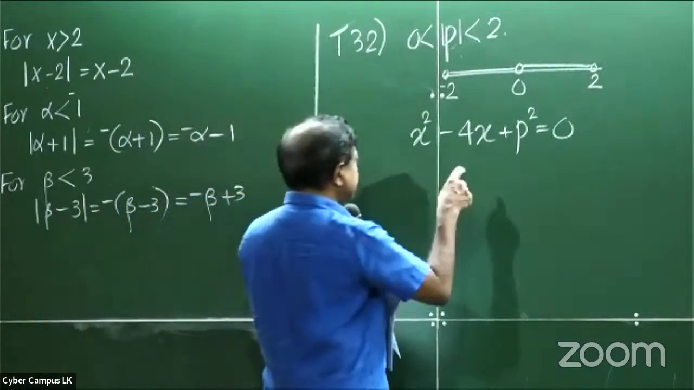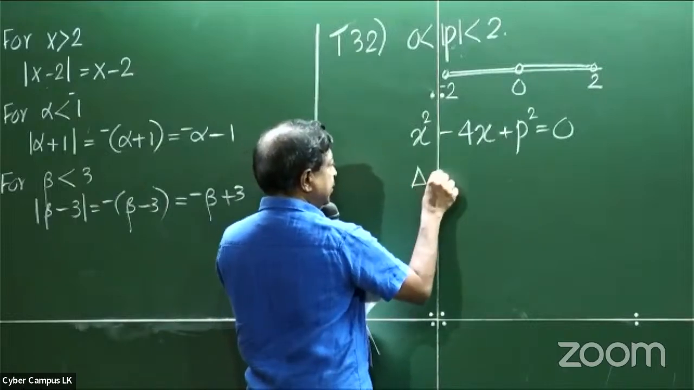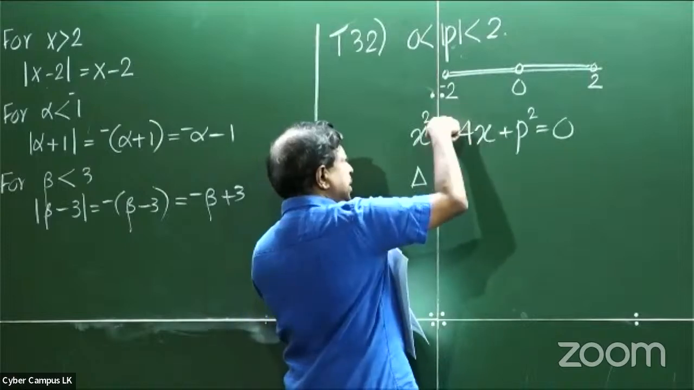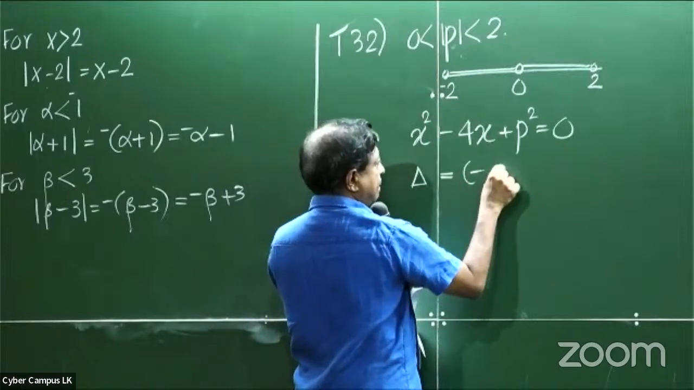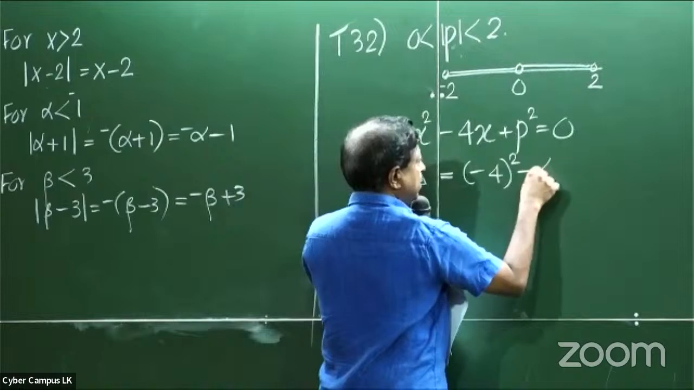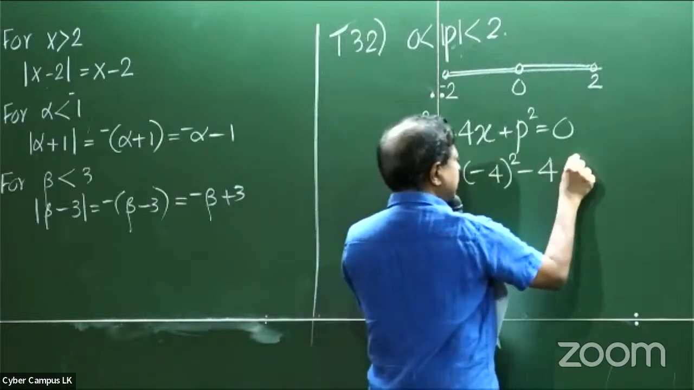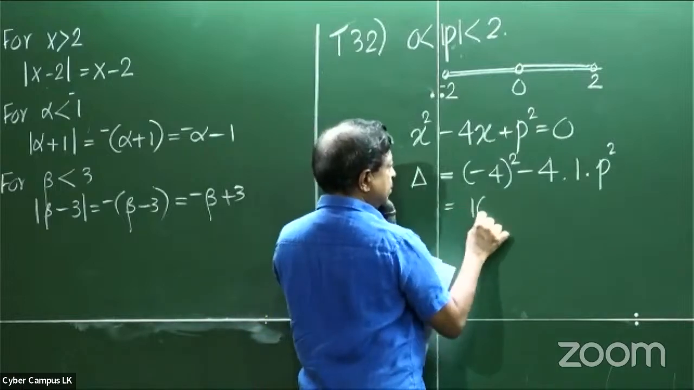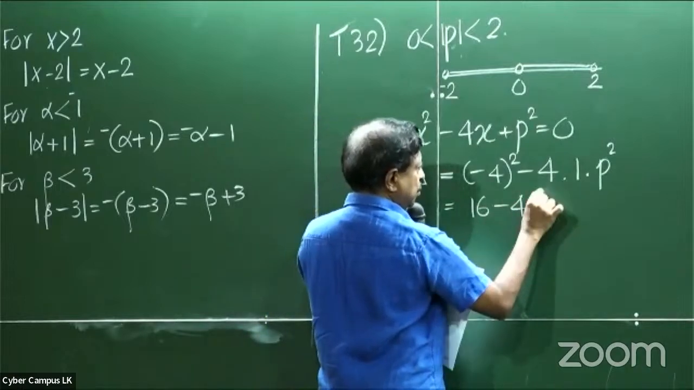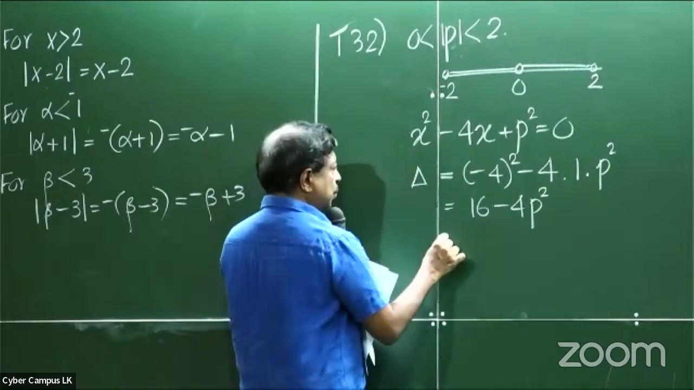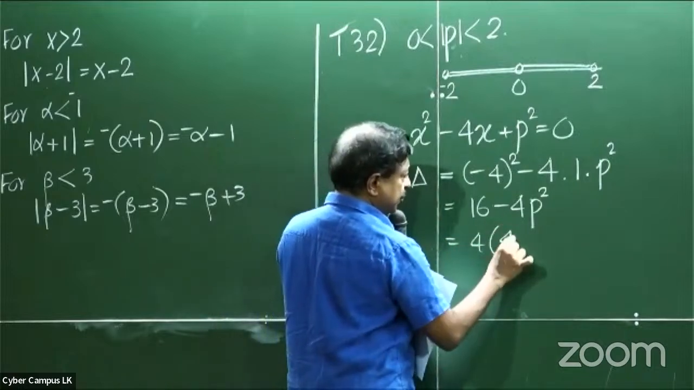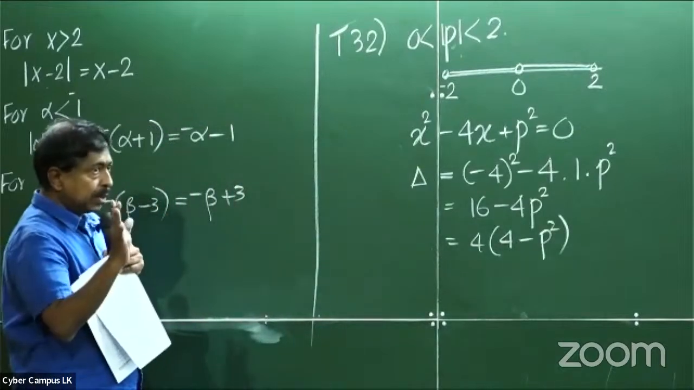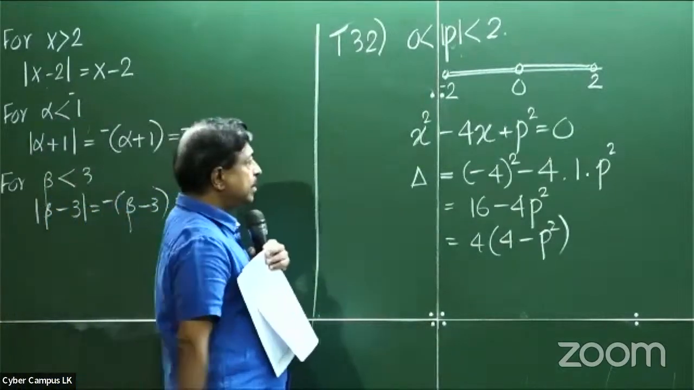Now, in this case, you need to show that the equation has real distinct roots. So b squared minus 4ac. b is the coefficient of x. So b squared minus 4ac. Here you have 16 minus 4p squared. You can pull out 4. You get 4 times quantity 4 minus p squared. Now that's delta. Now you need to show that this is greater than 0.